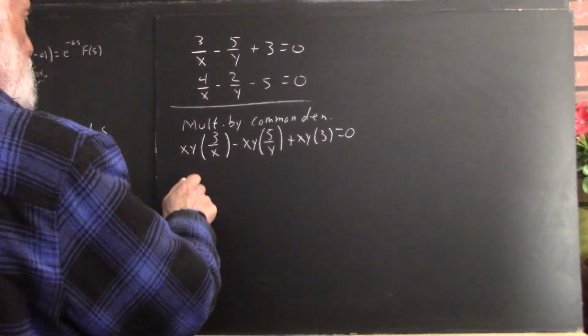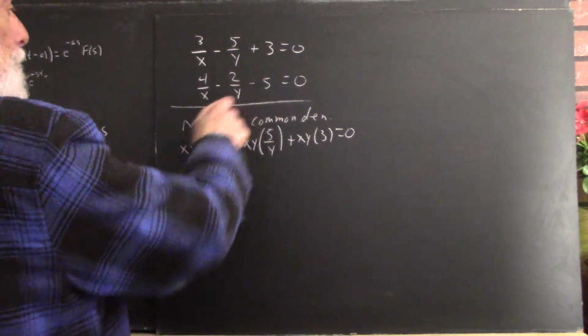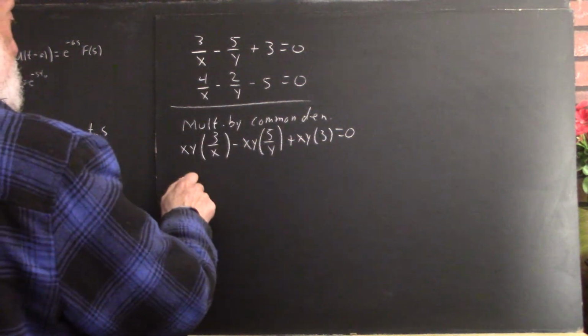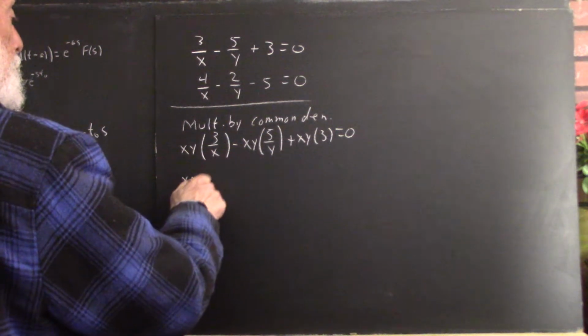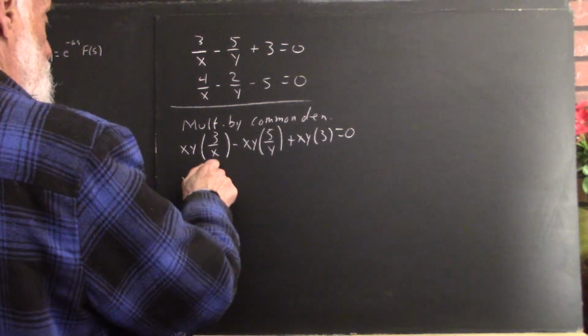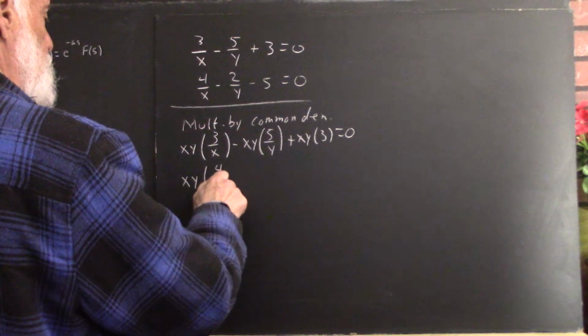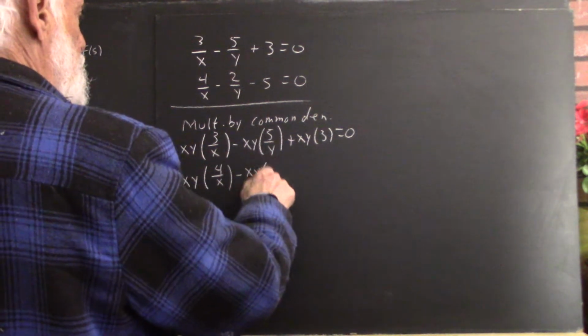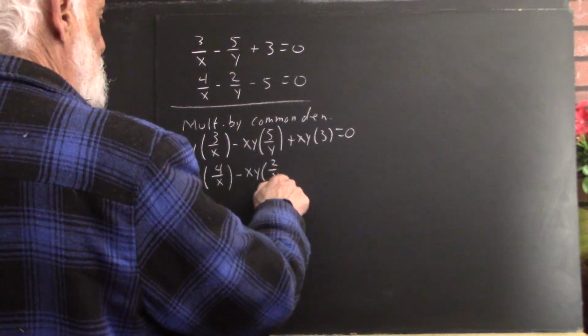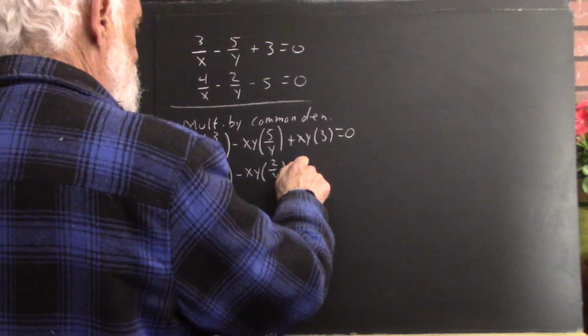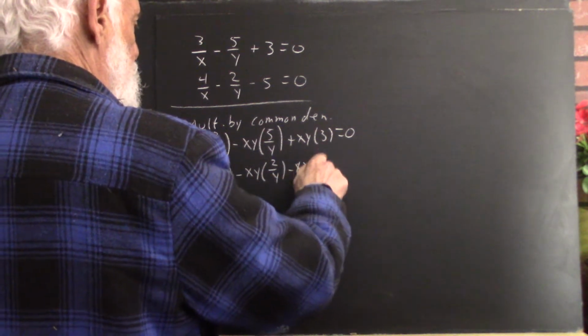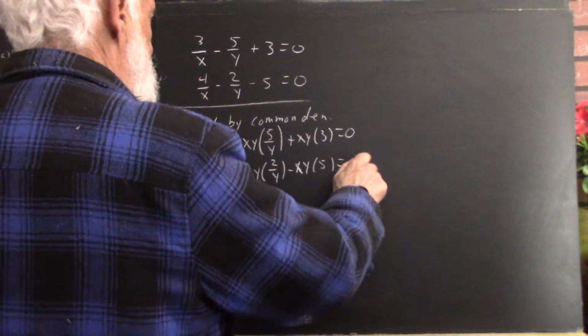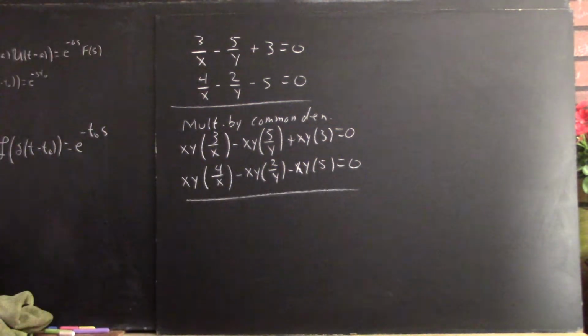And we're going to get, the denominator here is the same, and it won't always be that way, but in this case that's what we have. So we have xy times 4 over x minus xy times 2 over y minus xy times 5 equals 0.